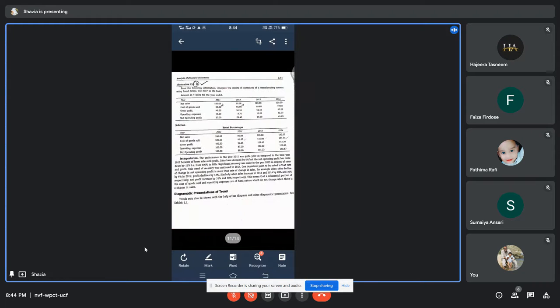Then we can start off with this. Even this is also easy. No issues. Otherwise, we can start with this. This also, no issues. So here, how exactly we have to do it is, let's take up this problem itself. From the following information, interpret the results of operations of a manufacturing concern using the trend ratios. Use 2007 as a base year.